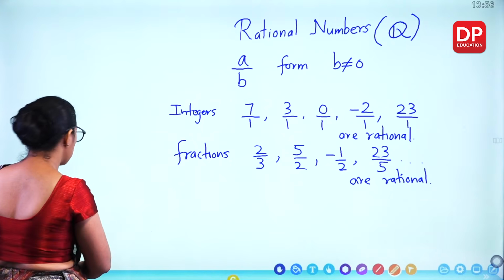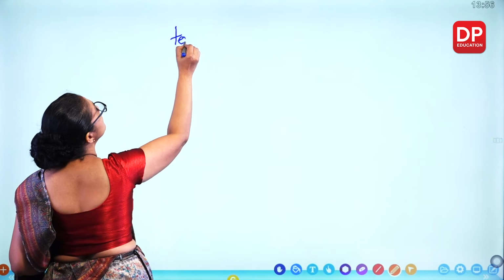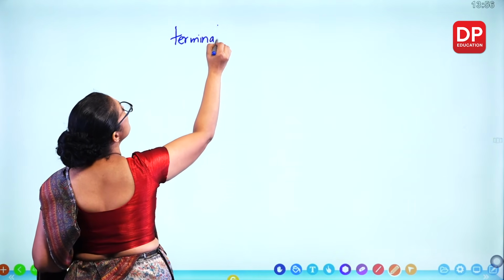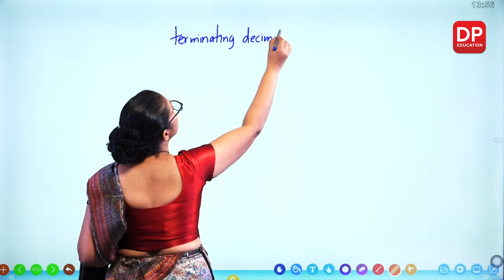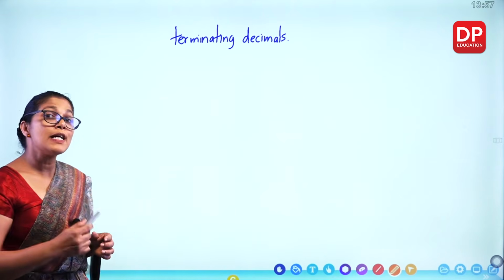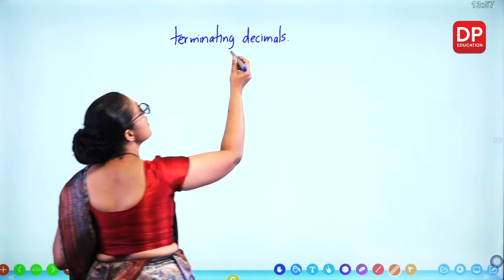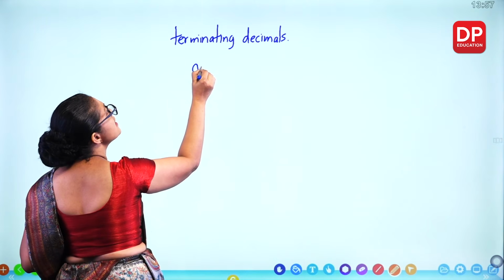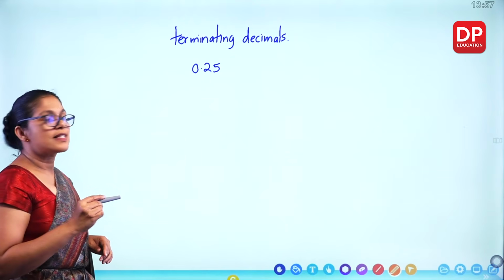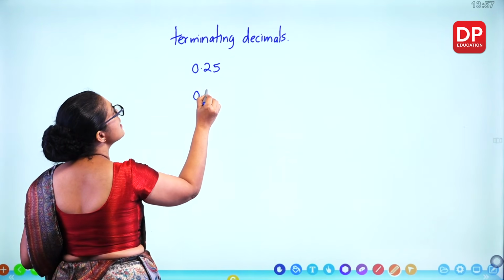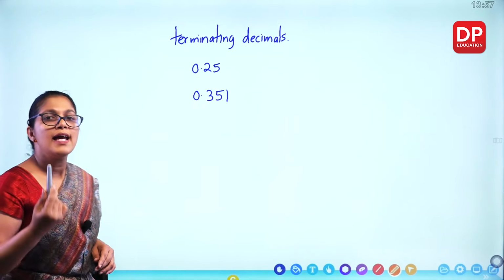Now we'll look at decimals, terminating decimals. What are terminating decimals? So what does terminating decimal mean? The decimal ends. So here when you take 0.25, there's an end to the digits. If you take 0.351, there's an end to that.